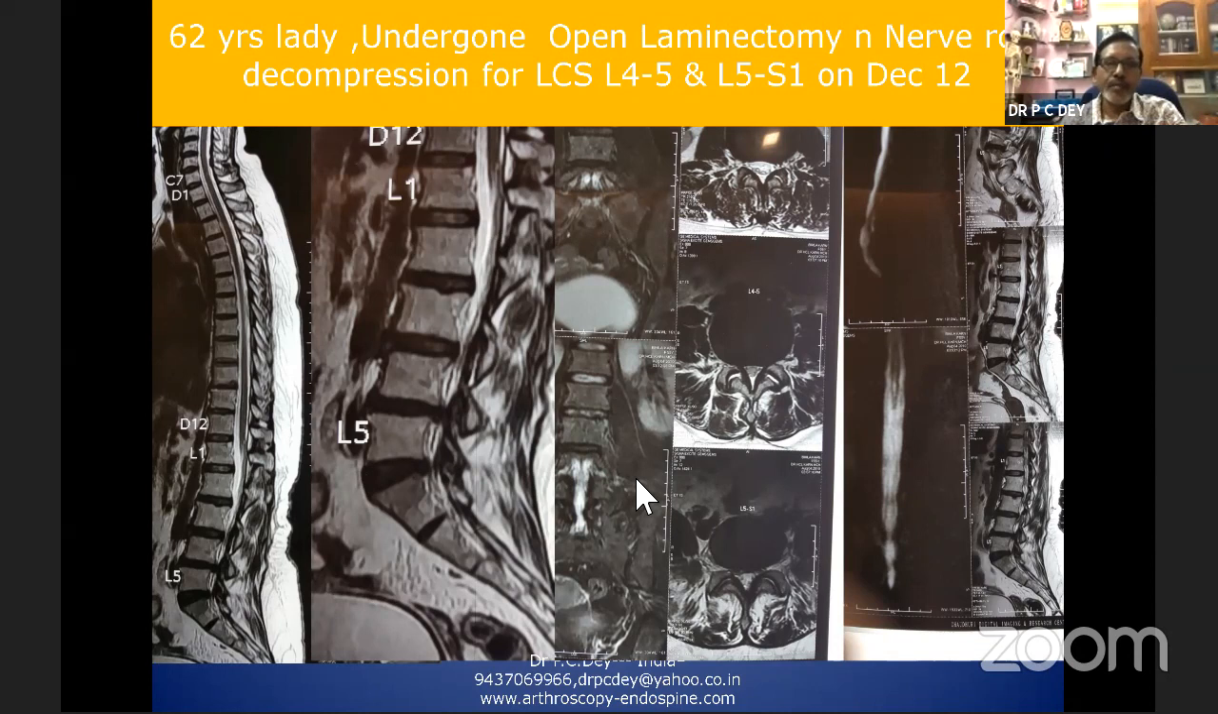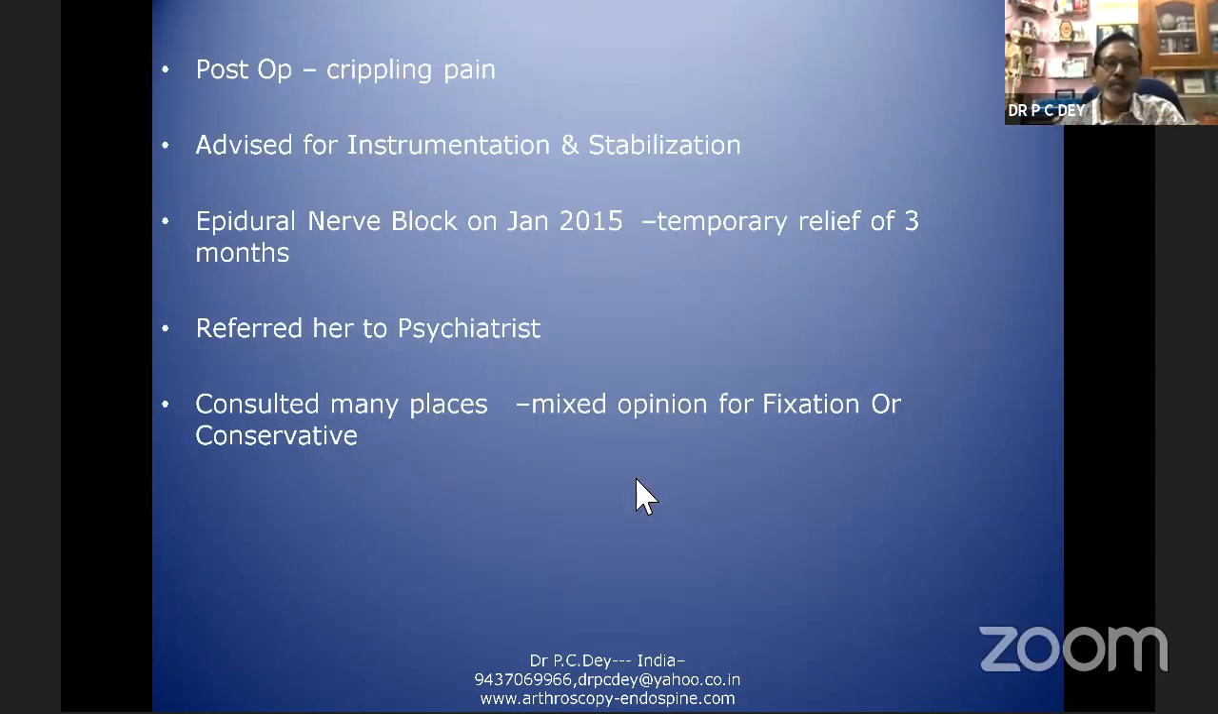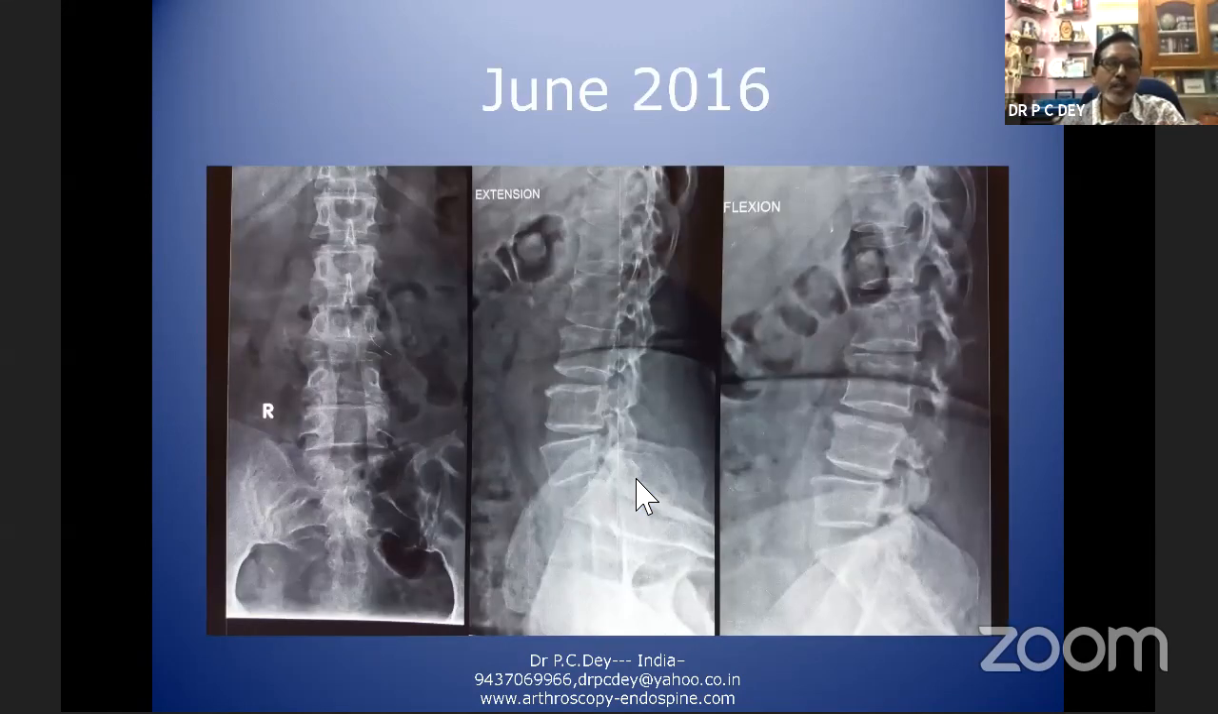And there was a pain, persisting and crippling type of pain. People advised for the instrumentation, stabilization, and then the epidural nerve block in 2015 gave temporary relief. And in June 2016, she landed in Bhubaneswar with a quite wide laminectomy. You can see the wide laminectomy.